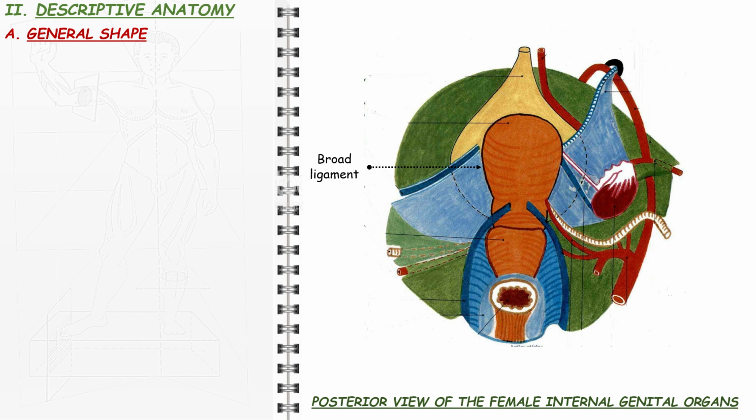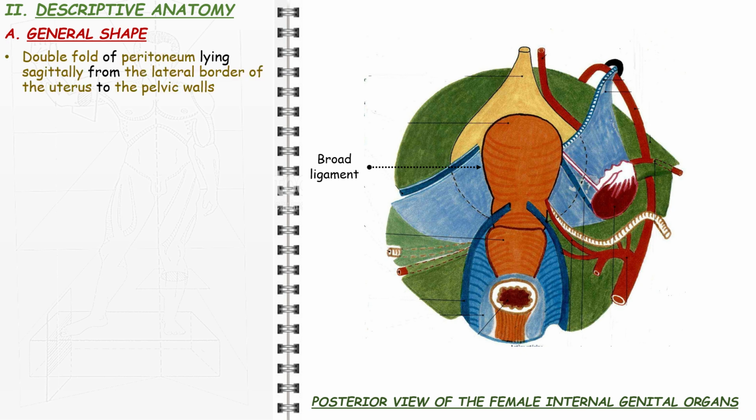Each broad ligament consists of a double fold of peritoneum lying sagittally from the lateral border of the uterus to the pelvic walls of the pelvic cavity. Thus, its medial edge is attached to the side wall of the uterus and flows over its intestinal and vesical surfaces as its serous coat.